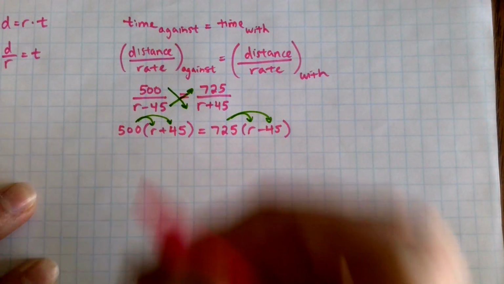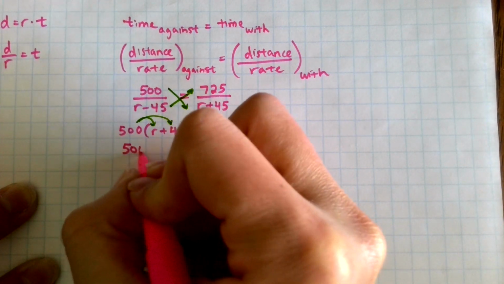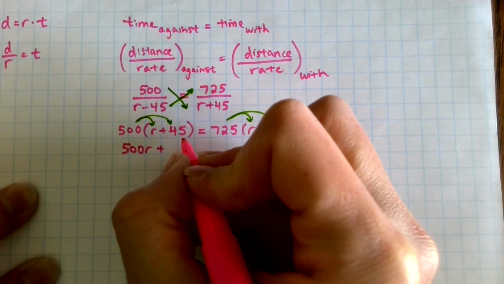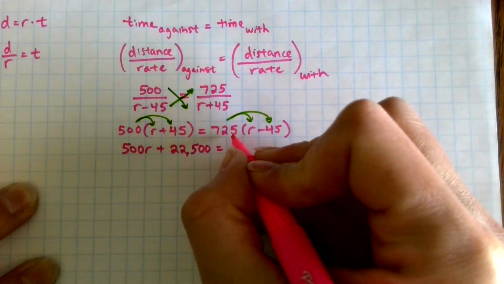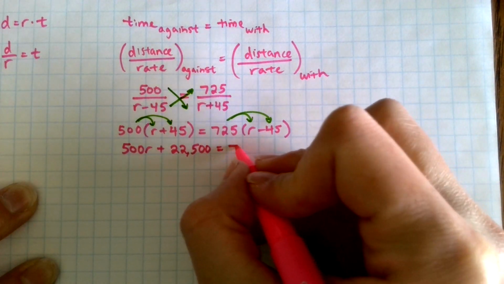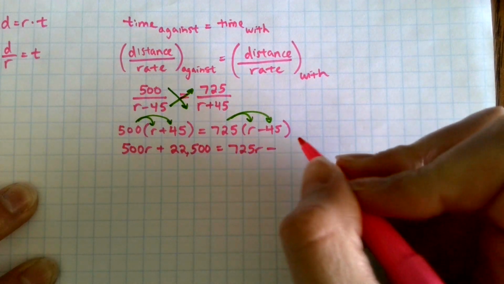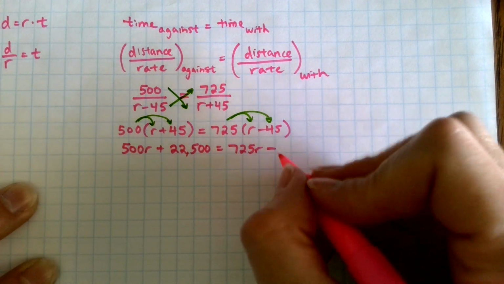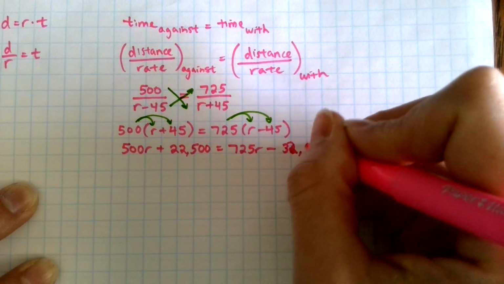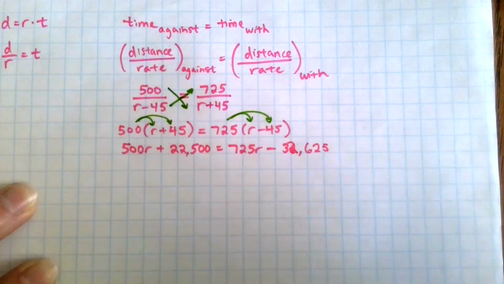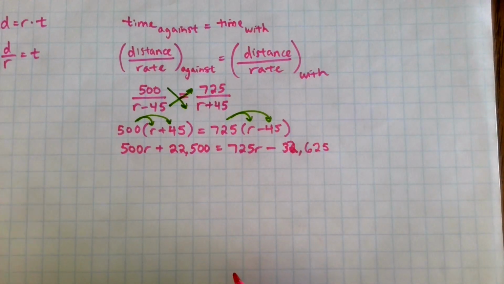Both sides require using the distributive property, so we're going to do that on both sides of our equation here. 500 times r is 500r. 500 times 45 is 22,500. 725 times r is 725r. Minus, and then 725 times that 45 is 32,625.